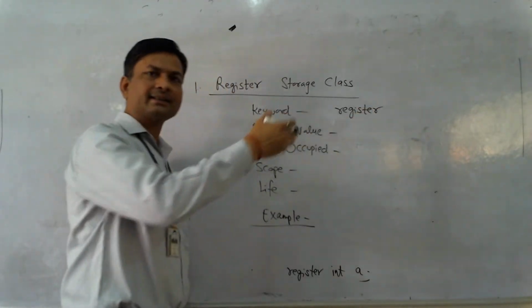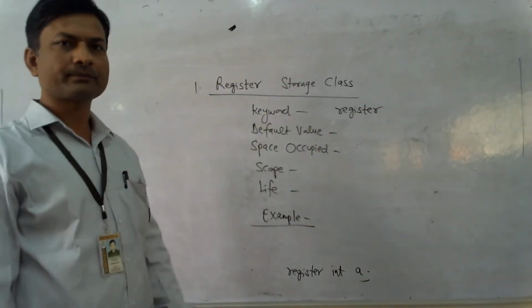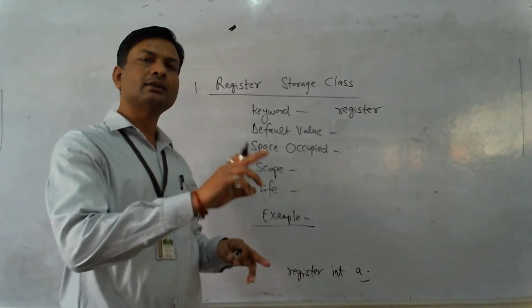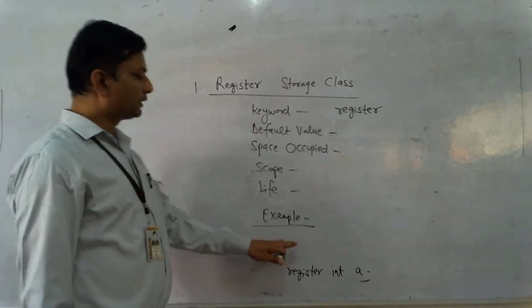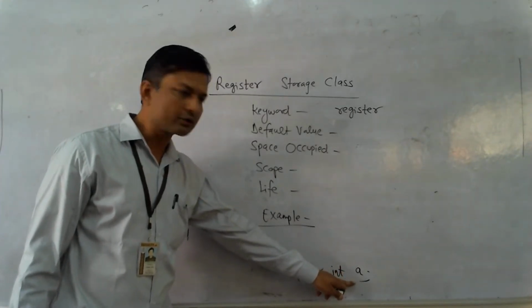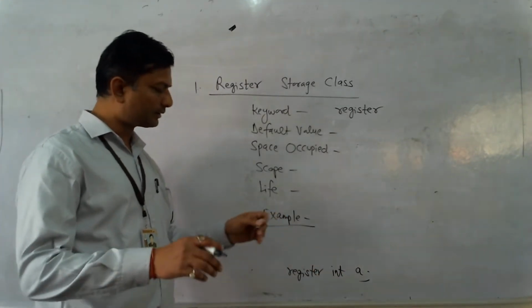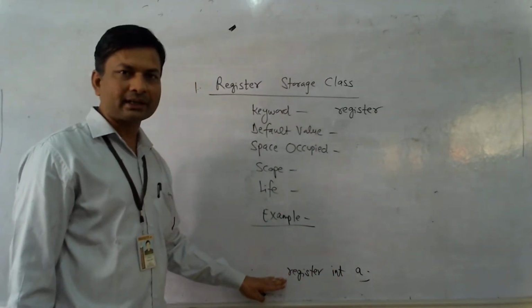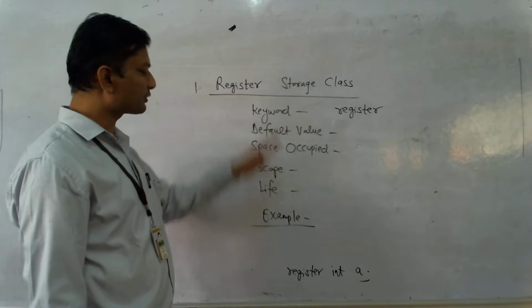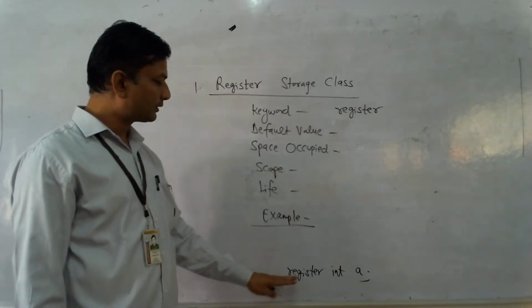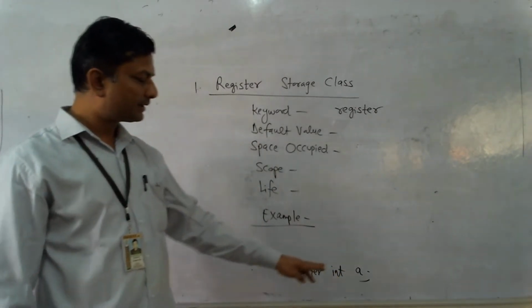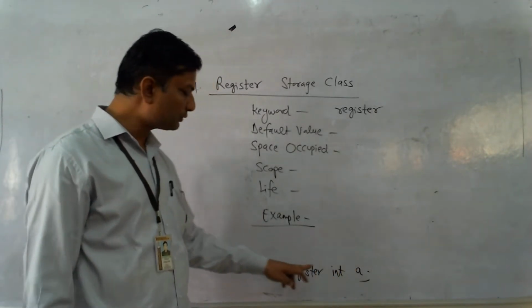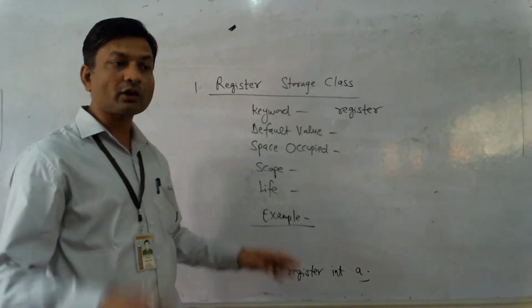The keyword for the register storage class is register. You can check this in the 32 keywords of C. In the 32 keywords, one of the keywords is register, another one is auto. So if we want this variable to belong to the register storage class, we are required to write the name keyword of that class, and the keyword of the register storage class is register. So it is clear from this example that A is a variable of data type int belonging to the register storage class. What does it mean?